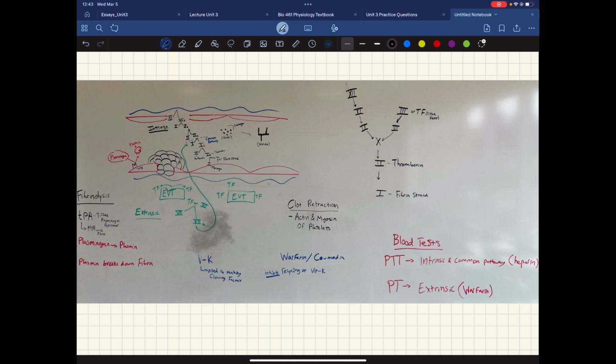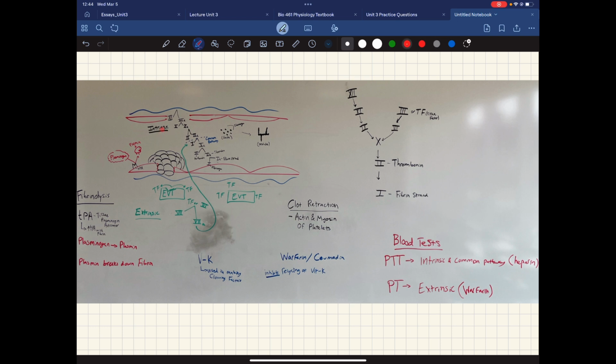Important things about this, there are several pathways that lead to this cascade, or that lead to the clotting. And one of them is the intrinsic, which is right here. I don't know if you can see my little black dot. Maybe I can change it to a different color. Okay, that red right there.